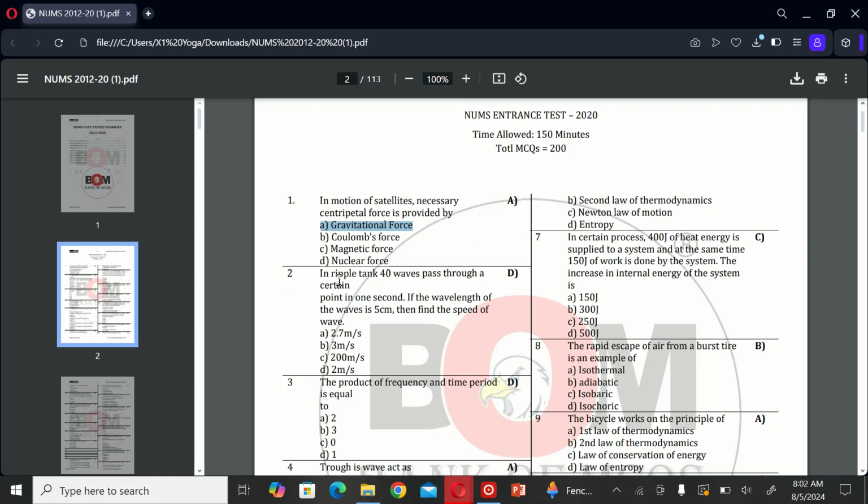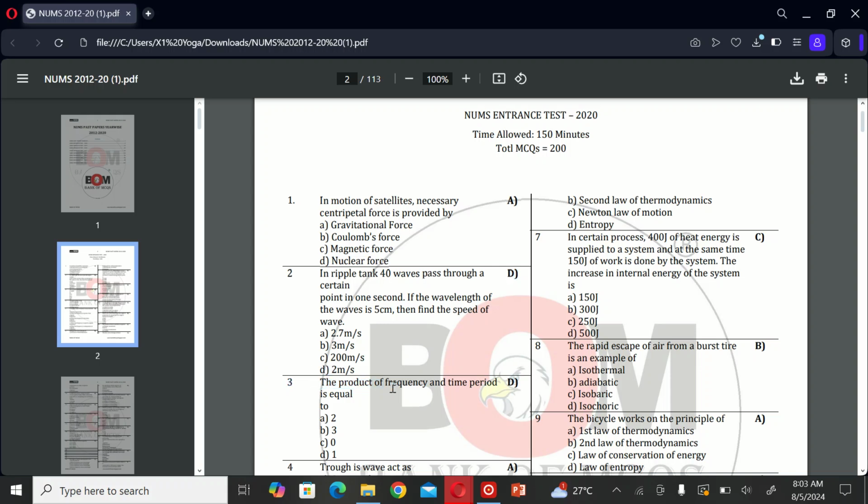The next MCQ is: in a ripple tank, 40 waves pass through a certain point in 1 second. If the wavelength of the waves is 5 centimeters, then find the speed of the wave. A. 2.7 meter per second, B. 3, C. 200 and D. 2. So the correct option is D.